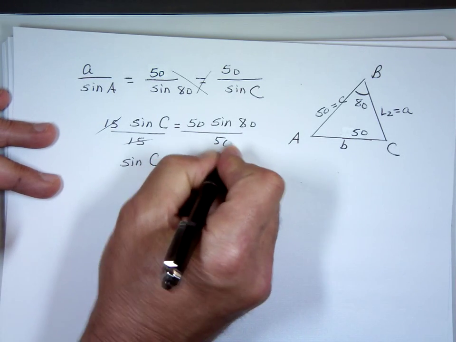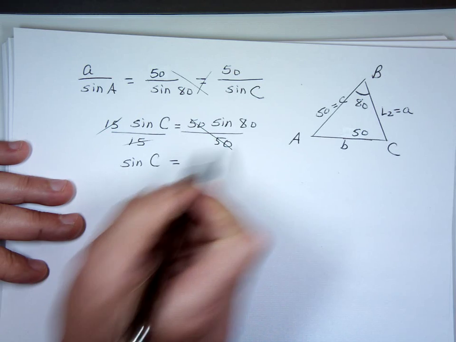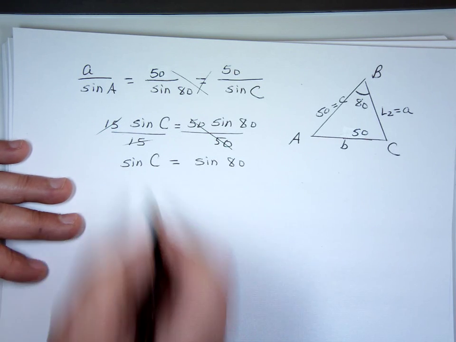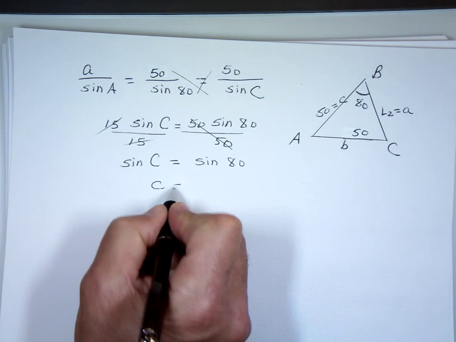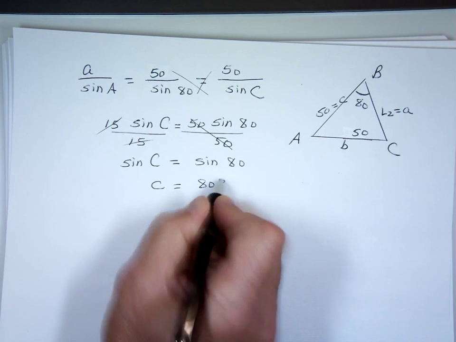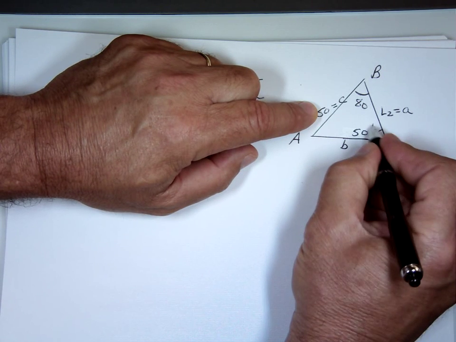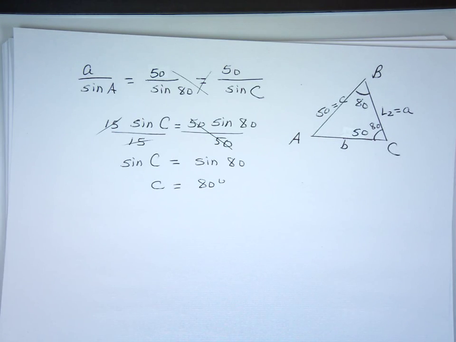Watch what's going to happen. Sine 80 equals sine C. What does C have to be? Better be 80 degrees. If these sides are equal, these angles are equal. They have to be.